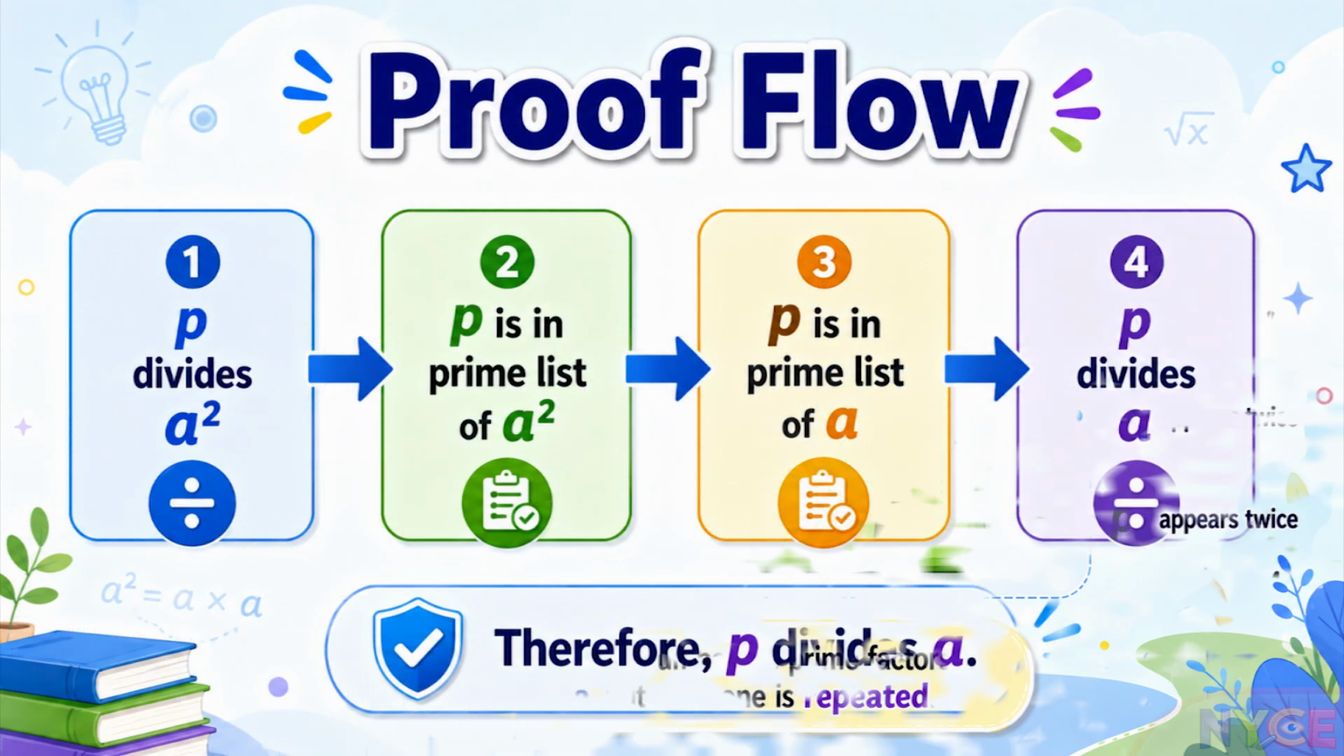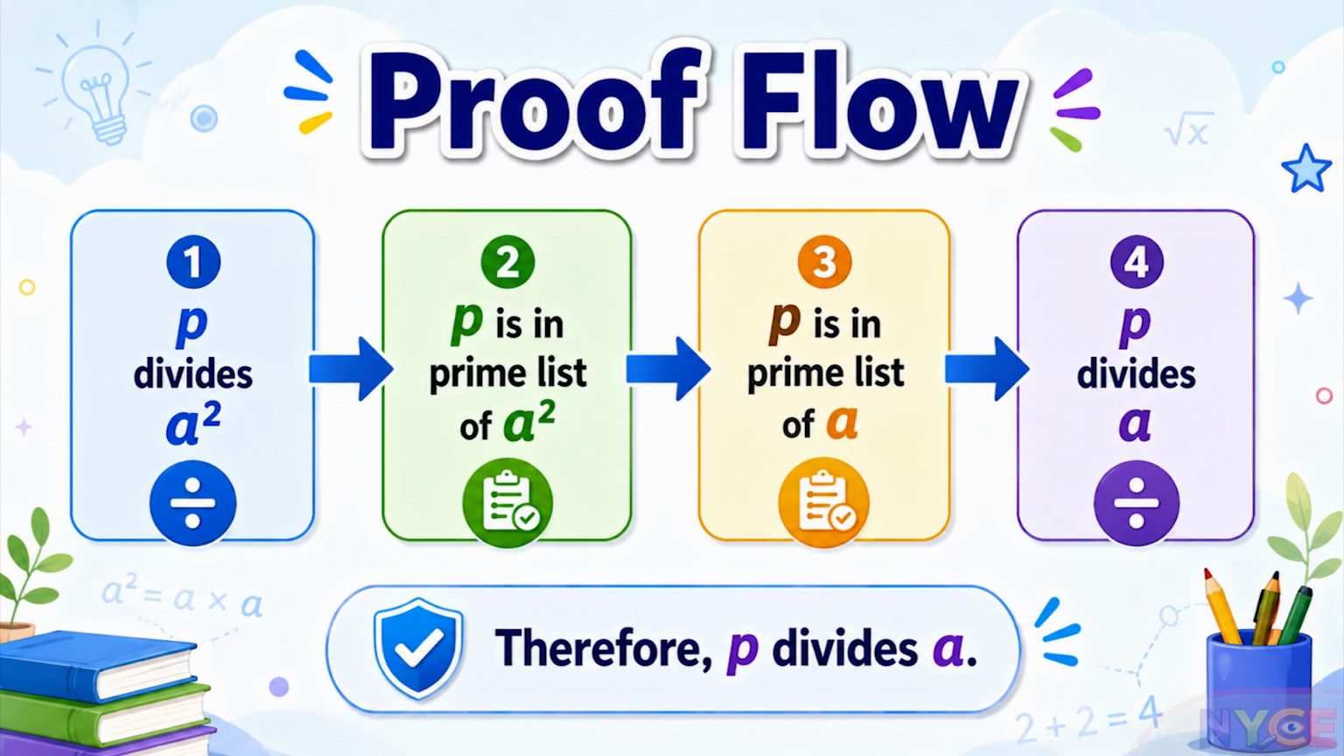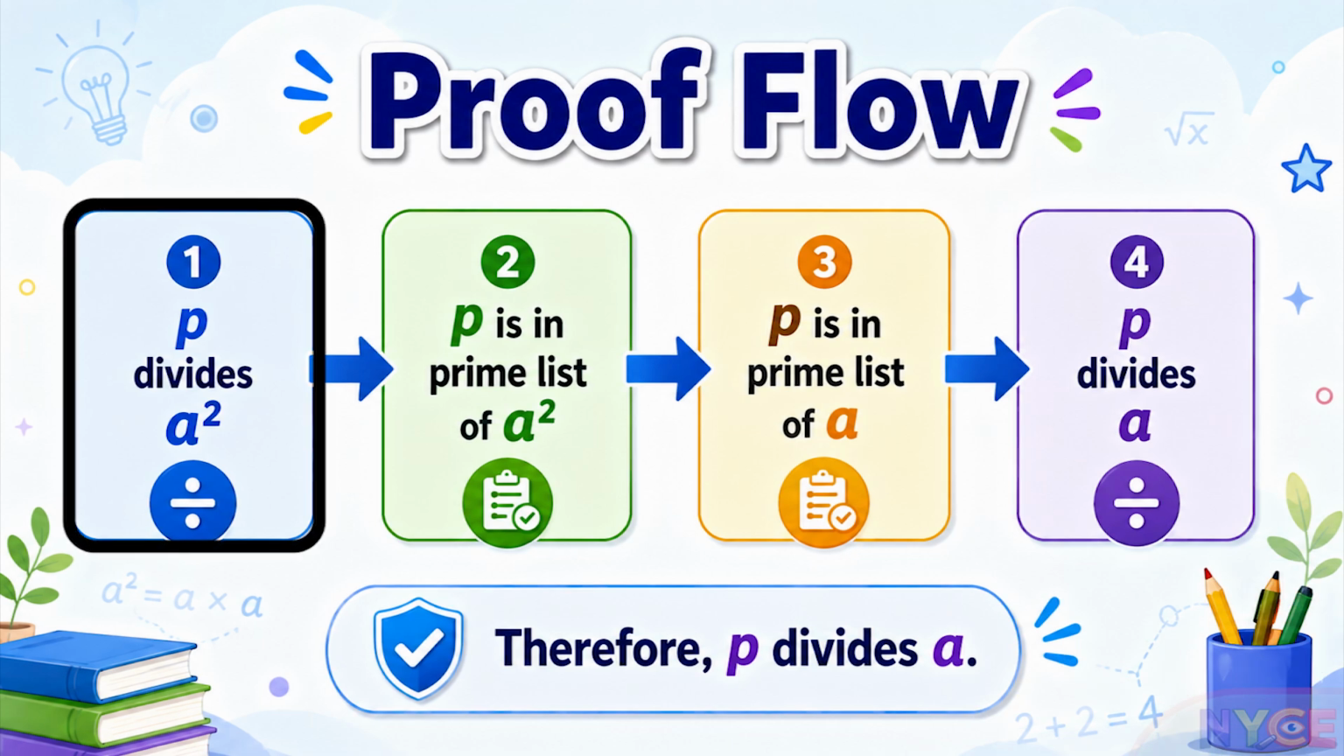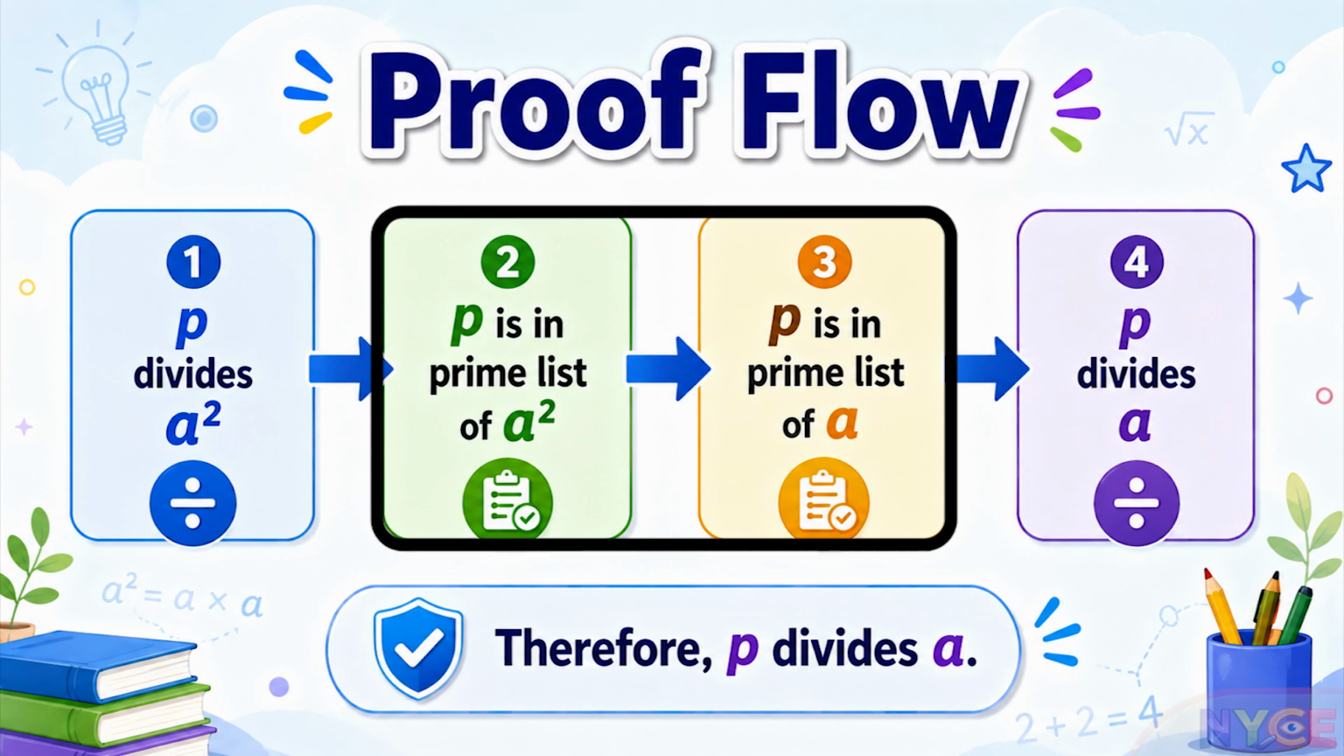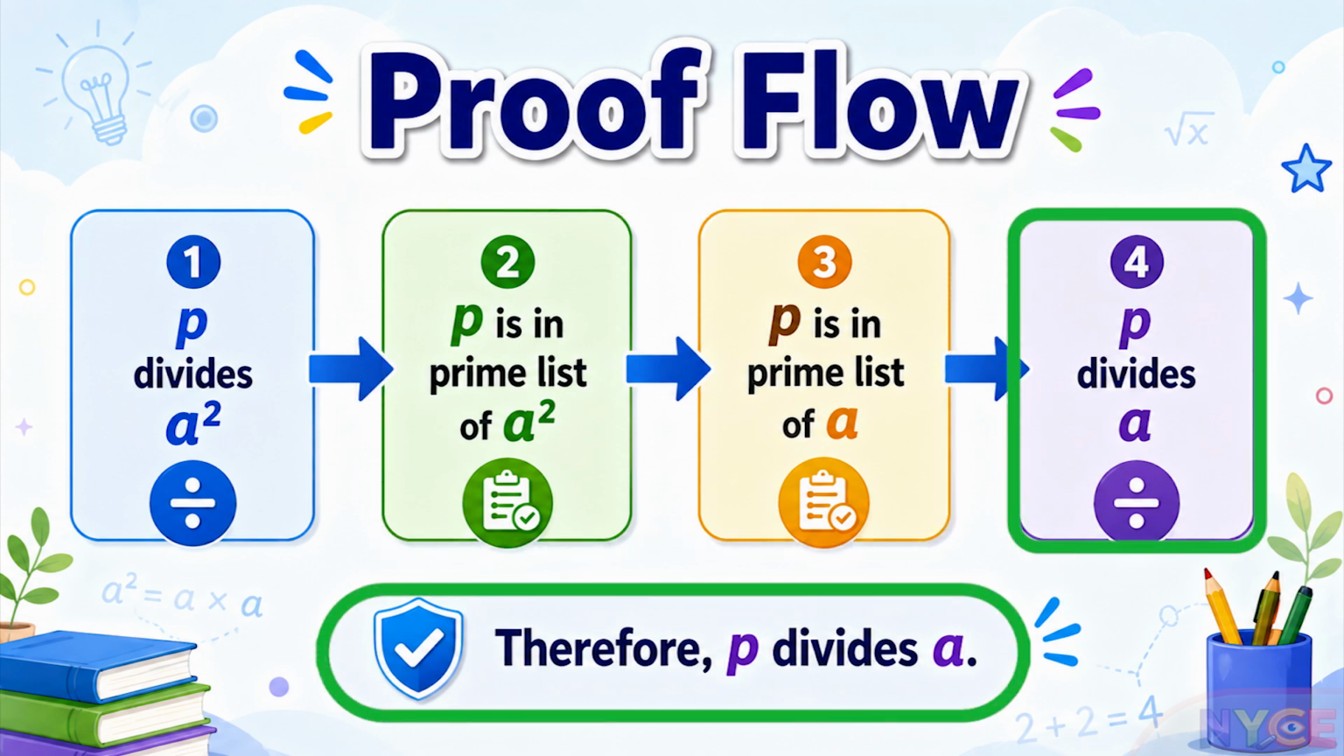Now suppose a prime number p divides a squared. If p divides a squared, then p must be one of the prime factors in the unique prime factorization of a squared. But the prime factors of a squared are just the prime factors of a repeated twice, so p must already be one of the prime factors of a. Therefore, p divides a. That completes the proof.